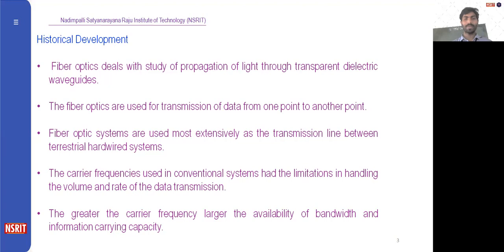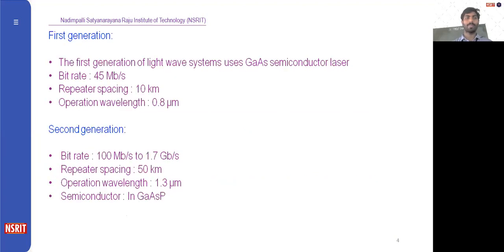The greater the carrier frequency, the larger the availability of bandwidth and information carrying capacity. That means as the carrier frequency increases, its ability to carry information also increases, since bandwidth increases with the increase in frequency. We know that bandwidth is 2 times your frequency. So since the frequency is increasing, bandwidth is obviously increasing. As the bandwidth increases, it allows more information to pass through it. Thus, we are increasing the information carrying capability.